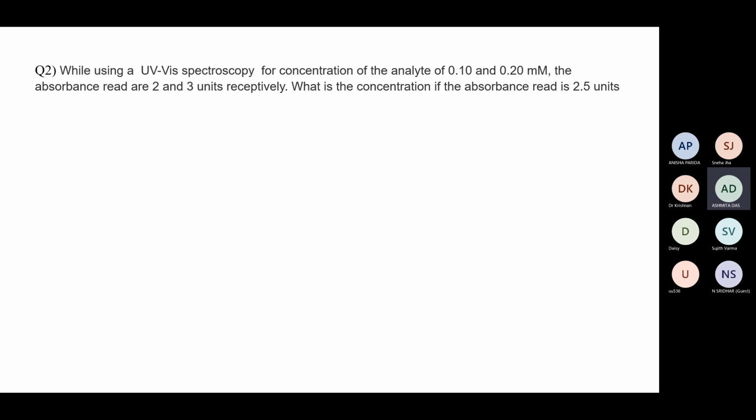So we put 2 here. Then A2, the concentration of 0.2 millimolar, has an absorbance reading of 3. So here we put 3 minus 2. So the value comes as C minus 0.1 divided by 0.1 equals 0.5. Multiplied, it comes as 0.05 plus 0.1. So the concentration comes as 0.15 millimolar. So does anyone have any doubt? Okay, now moving to the next question.